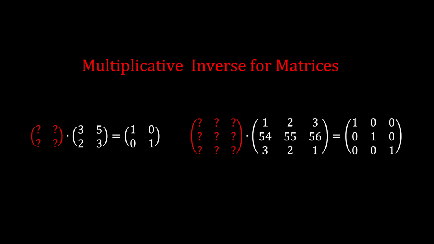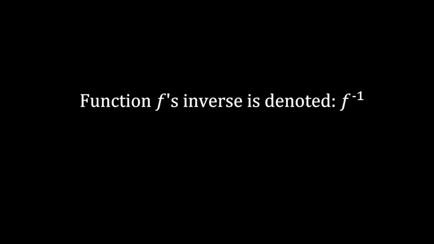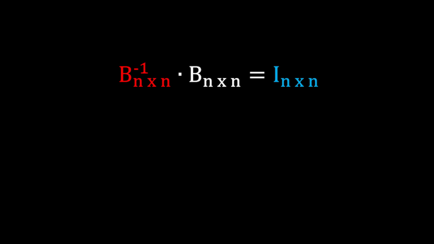Just like how our inverse function has this -1 up here, our inverse matrix also has a -1. So if f was my original function, then the inverse of f is f to the -1. If b was my original matrix, then b to the -1 is the inverse of my original matrix. In order for a matrix to be an inverse, you must be able to multiply it on the left-hand side of your original matrix and the right-hand side of your original matrix, and have them both equal to your identity matrix.